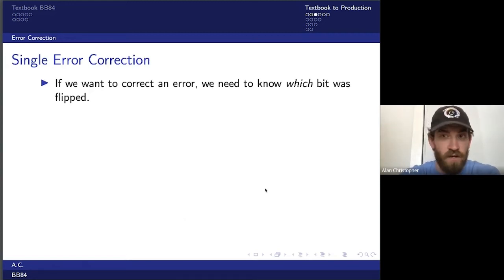Okay, so single error detection, really easy. What now if we want to not just know that our word was corrupted, but that it was corrupted and which bit we need to flip to put it back the way it should be?